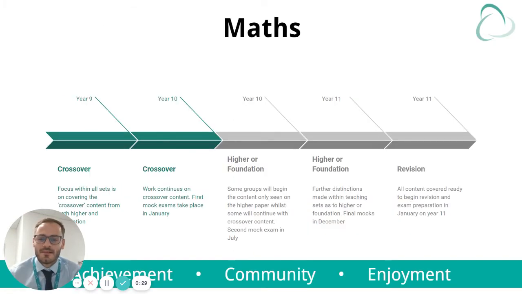So to get us started, this is a bit of an overview of what the GCSE Maths course looks like at the Reach Free School. Pupils start the course midway through year 9. To begin with, through the second half of year 9 and the first half of year 10, all pupils will be looking at the same content, and we call this the crossover content.